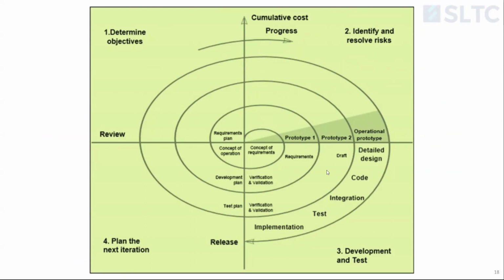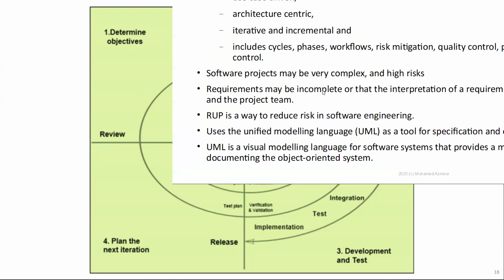So as you can see, here we have the prototype one, right? Concept of operation, requirement plan, requirement verification, development. And then we have the prototype one. And then it goes on with the rest of the things, verification, test plan, and again we come to prototype two. And again it goes on to prototype three. And then you go to detailed design, code, integration, all that coming. So it's a never-ending cycle here, the spiral.